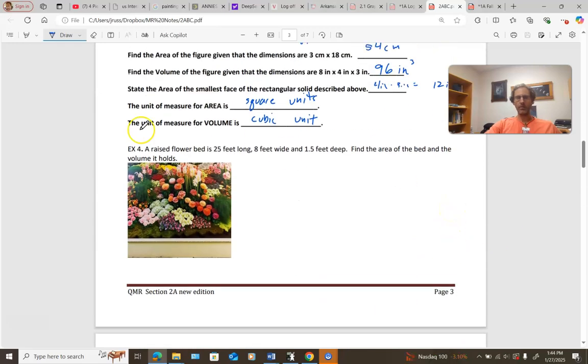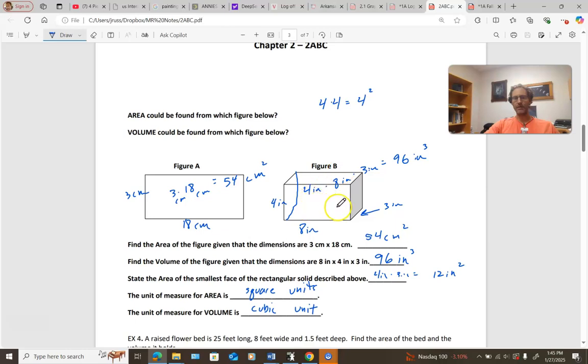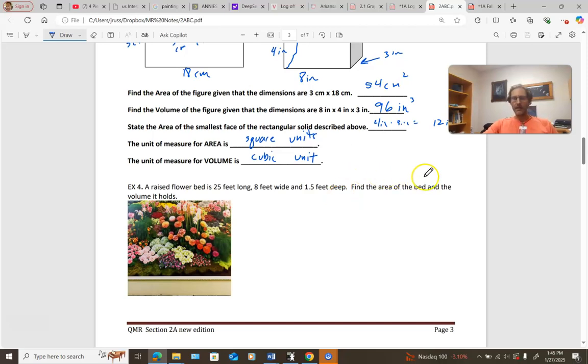Okay, example 4 here. It says a raised flower bed is 25 feet long, 8 feet wide, and 1.5 feet deep. So it basically has this shape right here, except it's just more elongated probably. Find the area of the bed and the volume that it holds. So what I'm going to do, first of all, I'm going to sketch this out. Okay, so let's say this is a two-dimensional side view of it, and it's 25 feet long. Let's see, it's 1.5 feet deep, so that's like the height.